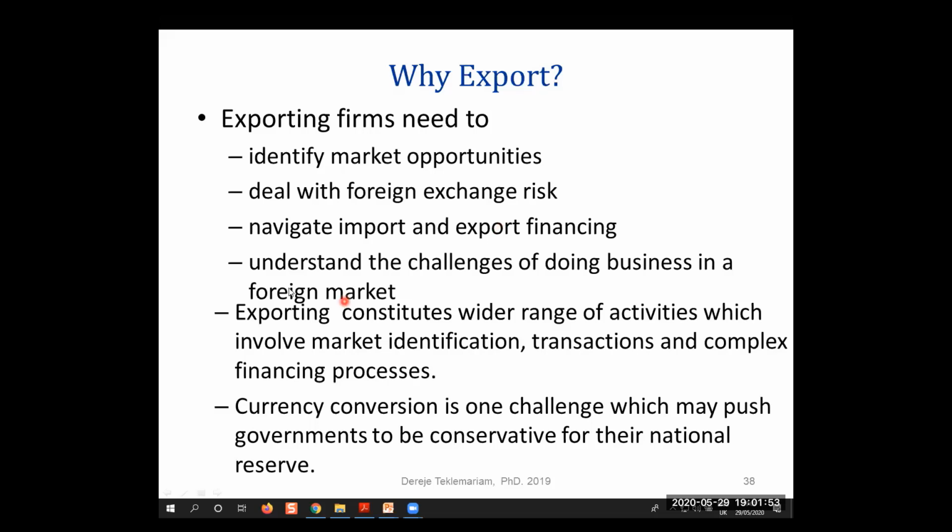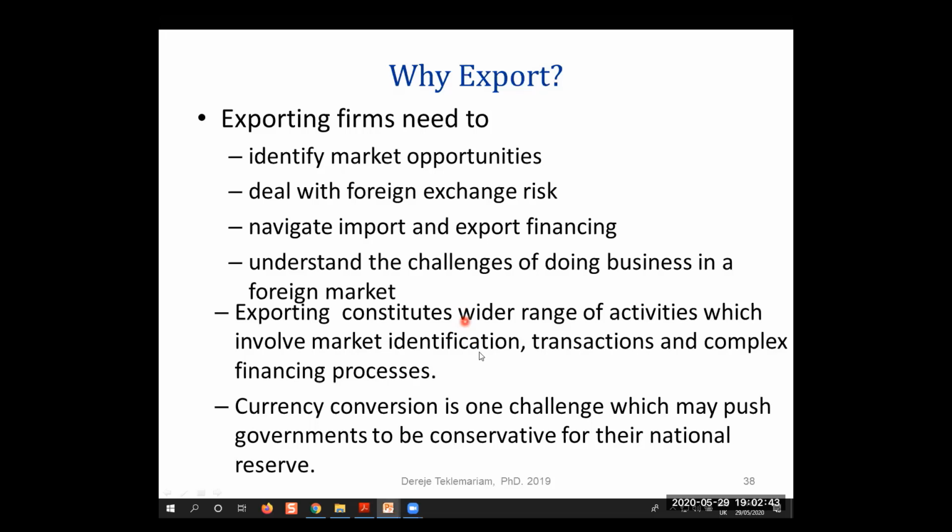Plus, even the domestic business may be saturated. Saturation of domestic businesses compared to the level of production that companies aspire to may push them to go international. It may also create more advantages, like further market identification, transactions and complex financing processes from which companies can learn a lot. Currency conversion sometimes may be a challenge, which may push governments to be more conservative with their national reserve. So in this case, companies may choose to sell abroad and generate the hard currency they need.